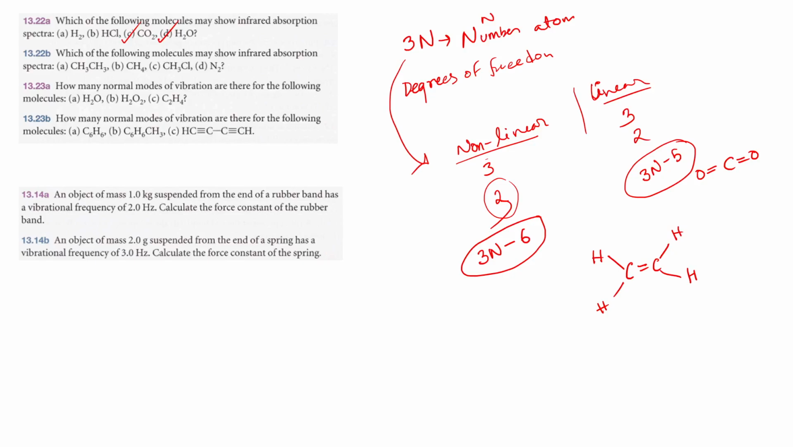So for HC, there are four carbon and two hydrogen, six atoms. Three times six is 18, 18 minus 5 is 13. So there are going to be 13 normal modes of vibration. So you got that idea correct.